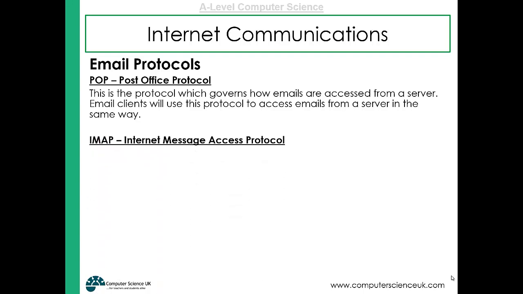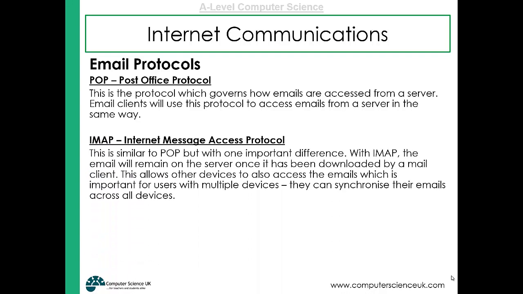Now, IMAP, Internet Message Access Protocol, is really similar to POP. It still governs how emails are accessed from the server by the client. But the difference here is that once an email has been accessed, it will remain on the server. It might be downloaded by the client and stored on their PC or on their phone, but the actual email will remain on the server. And the reason for that is that nowadays, we access our emails on our phone. We might then go onto a PC and access our emails. We've got lots of different devices that access emails.